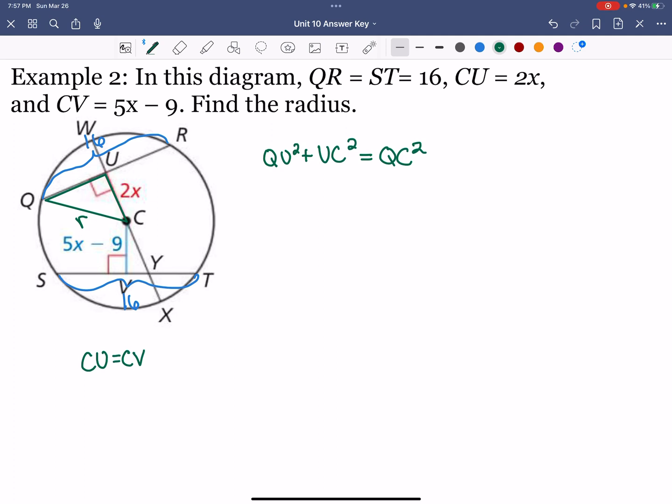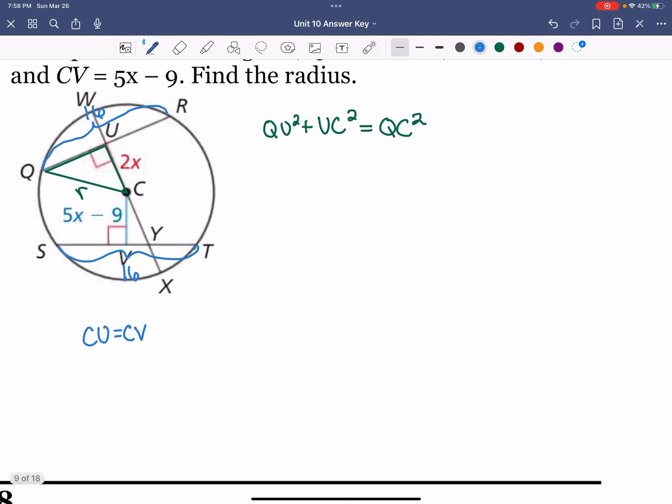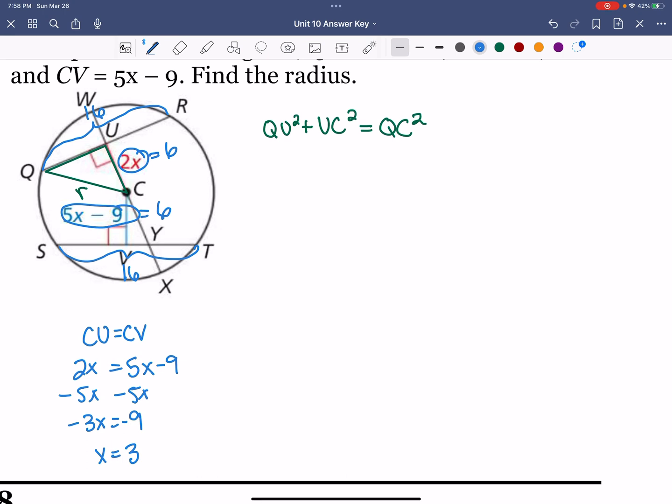Well, I have CU is 2x, CV is 5x minus 9, and I've already done something with that over here. Right here. Change this back to blue. So I'm going to go ahead and figure out what UC will equal by solving for x first. So I have 2x is going to equal 5x minus 9. When I subtract 5x from both sides, I get negative 3x is equal to negative 9. Divide by negative 3, and I get x equals 3. This gives me 6 here. And if I plug it in there, I also get 6. So I do know that I did solve it correctly.